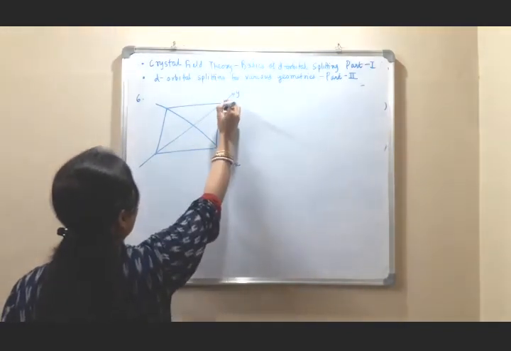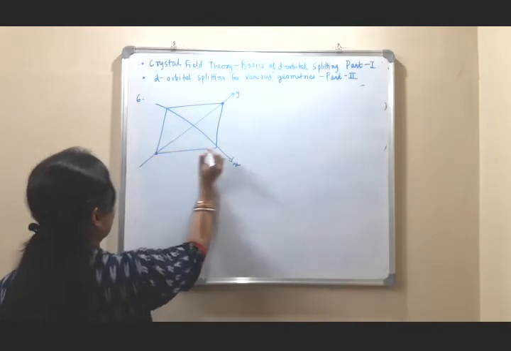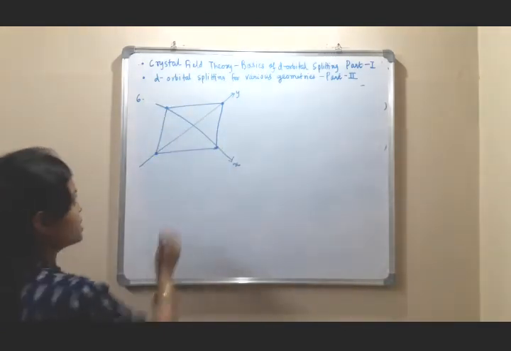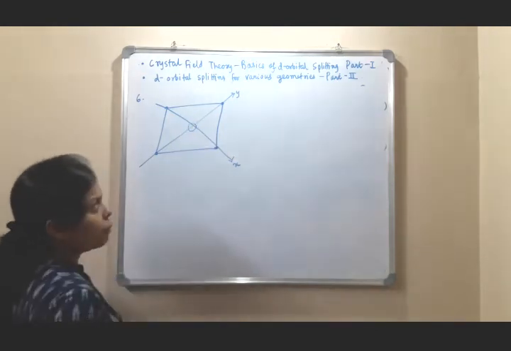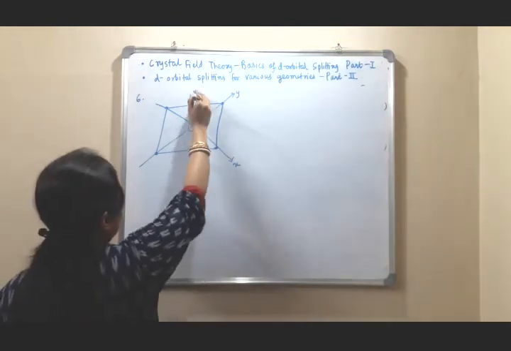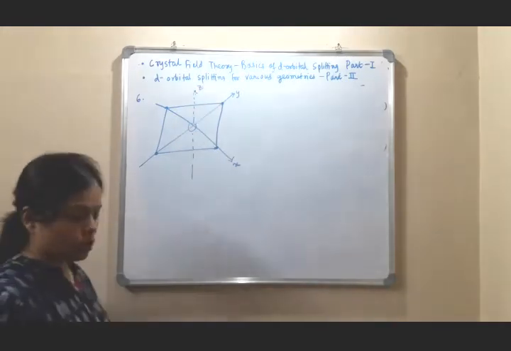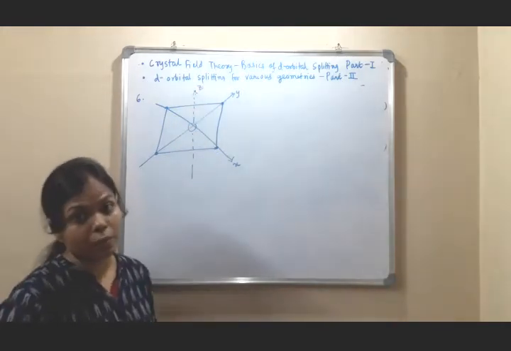See, if I consider a square planar geometry like this, that is, at the four corners of a square I have placed the four ligands and in the center the metal. Now obviously this is my z axis. Now see, can you find any similarity between the octahedral geometry and the square planar geometry?